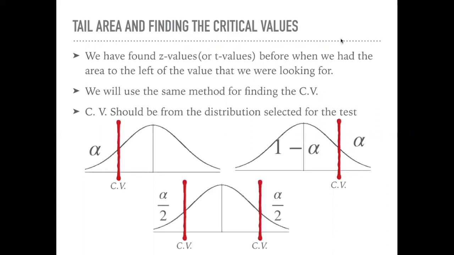These three pictures here can be useful when we're trying to say, okay, what value do I need for the area to the left when I go about figuring out my critical value? One thing to keep in mind for our two-tailed test is that our two critical values will have the same absolute value. One is going to be negative, one is going to be positive, but otherwise they're equivalent.